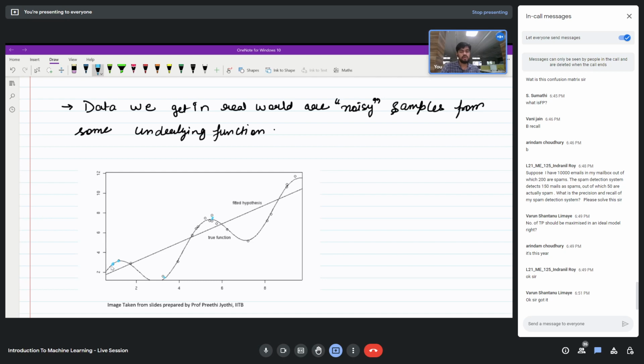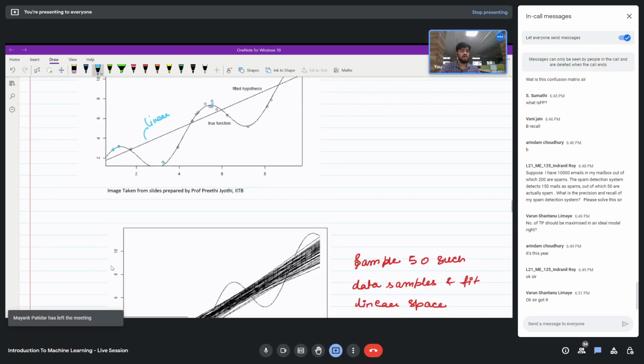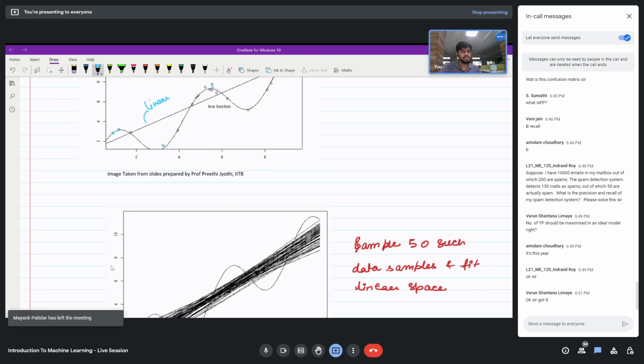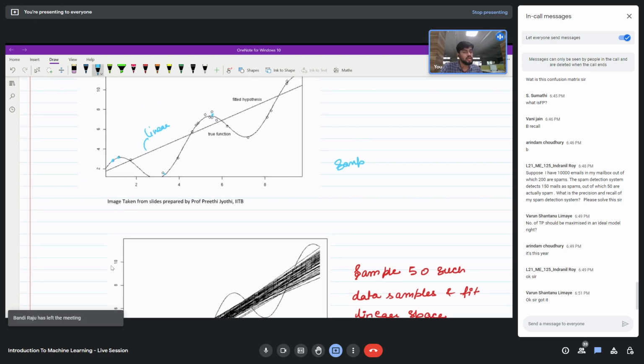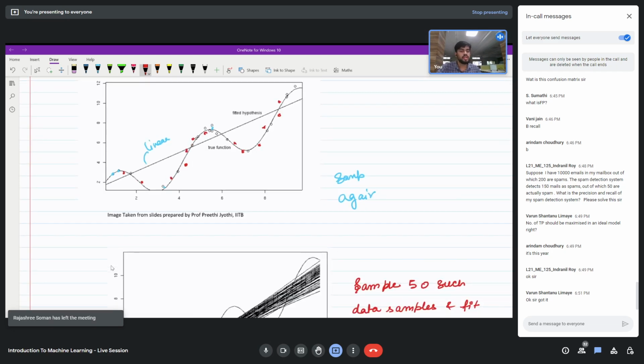Now let's say you have sampled such data points and you are trying to fit a linear curve to it. So this would look something like this. Let's say you sampled once, got these data points, and fitted a linear curve to it. Now you sample again. This time you will get some new points, these red ones that I'm drawing. Now you again fit a line through these points, so you will get another line.